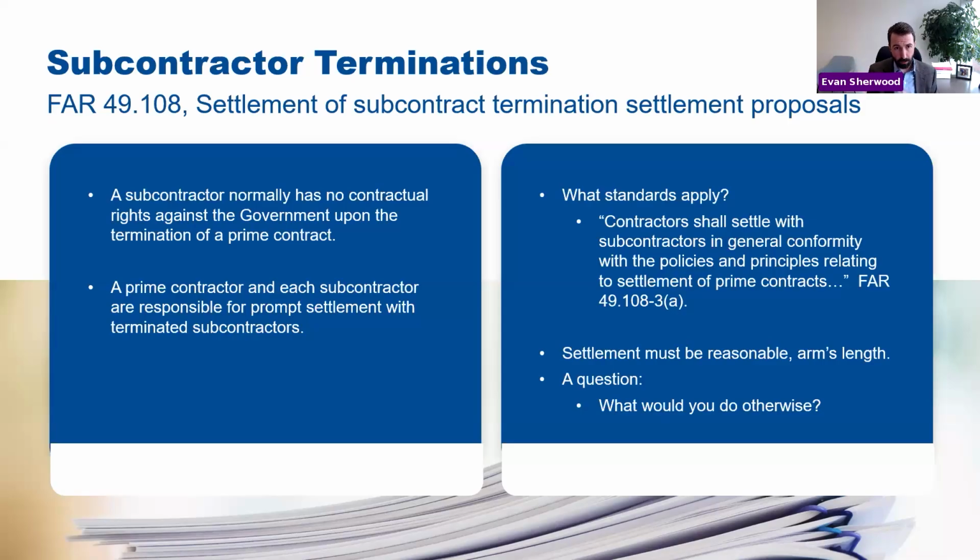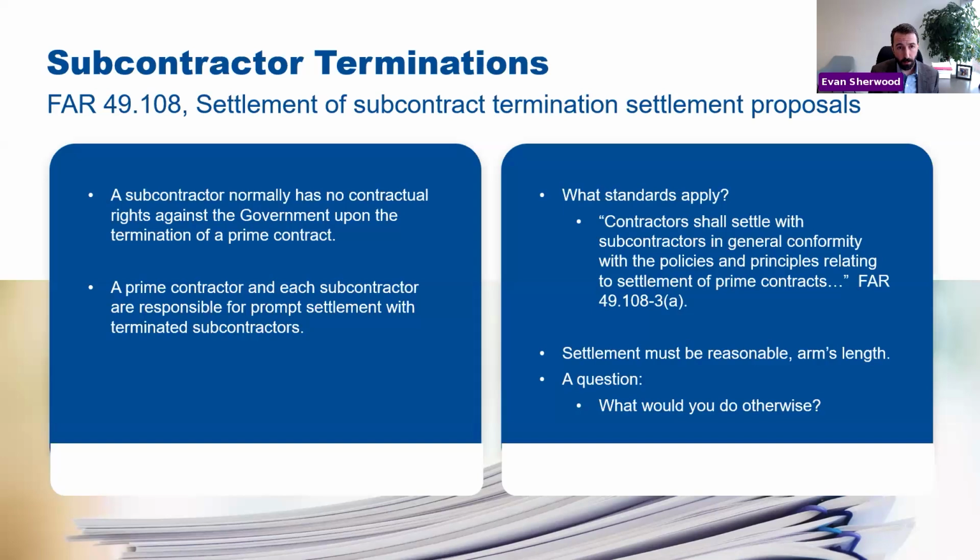When a prime is settling with a subcontractor or a higher tier sub is settling with a lower tier subcontractor, the FAR tells us you shall settle with subcontractors in general conformity with the policies and principles relating to the settlement of prime contracts. In other words, the same general principles that apply to primes should apply to subs.